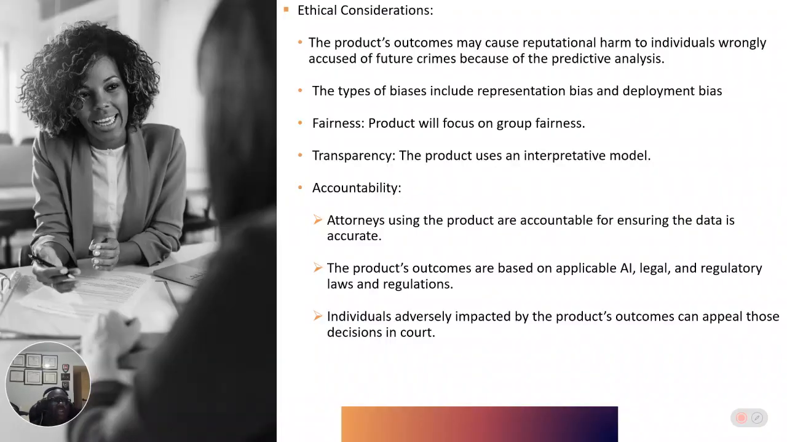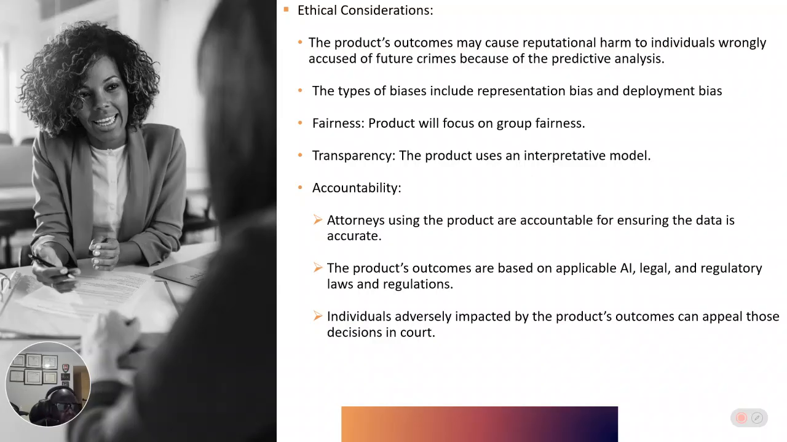Ethical considerations. Again, I'm always concerned about reputational harm to individuals that might be wrongly convicted or might receive longer sentences based on the output of these systems. And so we're looking at identifying bias. We've identified reputational bias and employment bias. From a fairness standpoint, we're focusing on group fairness. For transparency, we're going to use an interpretable model. So again, it's not a black box model.